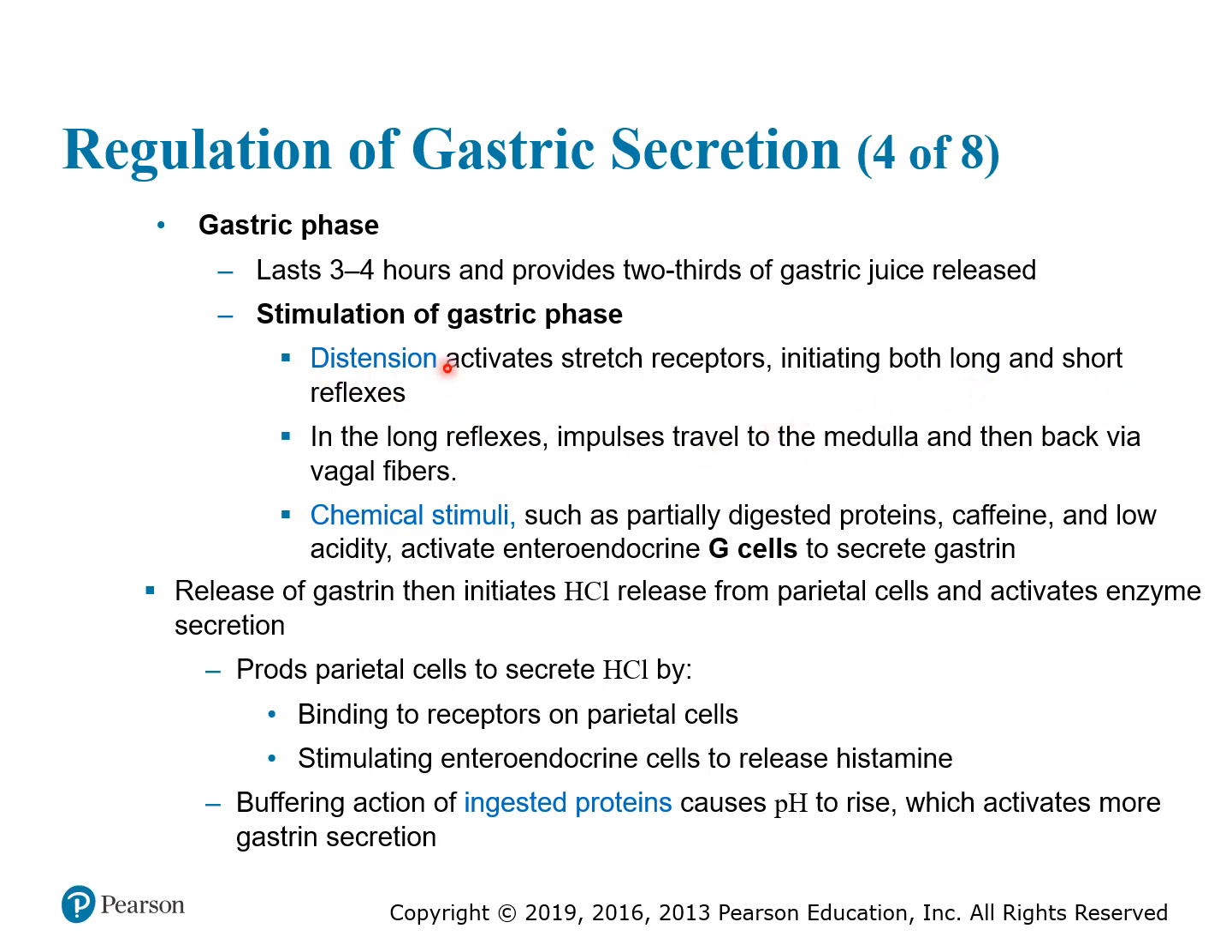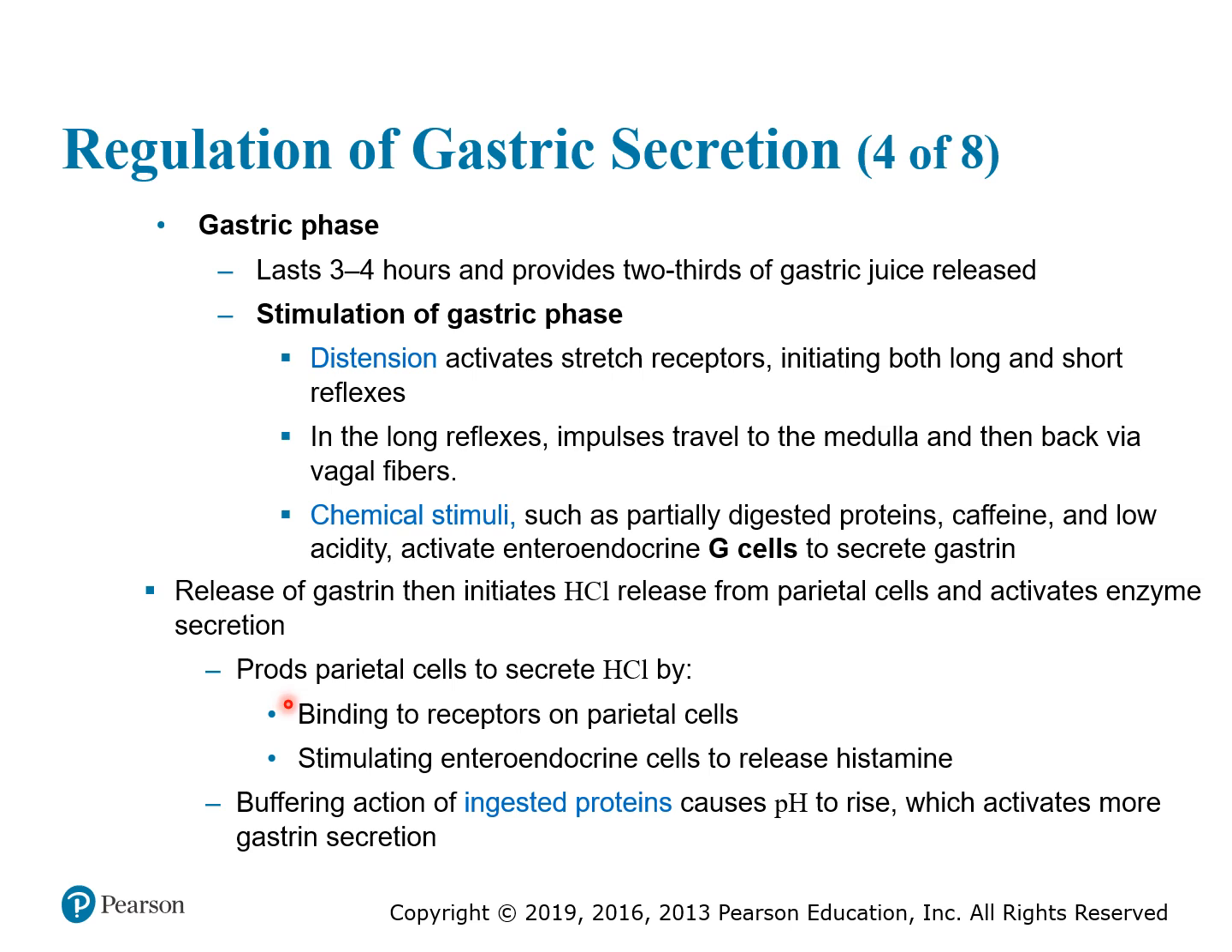So distension of the stomach. And in the long reflexes, the impulses travel to the medulla and then back via vagal fibers. And then the second stimulus is the chemical stimulus. And what is that? The partially digested proteins, caffeine, low acidity, they all activate the enteroendocrine G cells to secrete gastrin. Enteroendocrine G cells are the cells which secrete gastrin. And then release of gastrin, what does it do? It initiates the HCl release from the parietal cells and activates enzyme secretion.